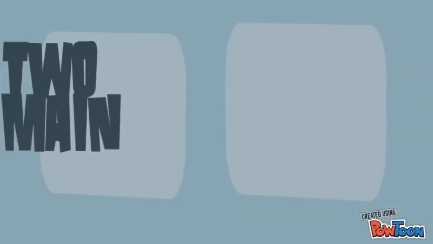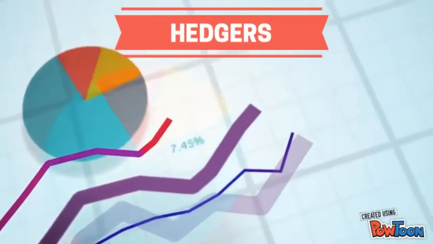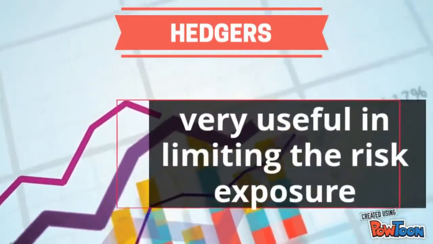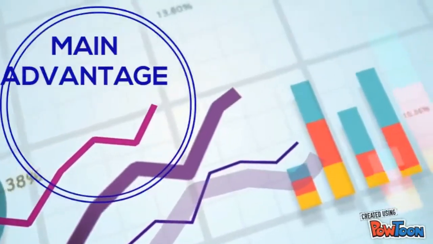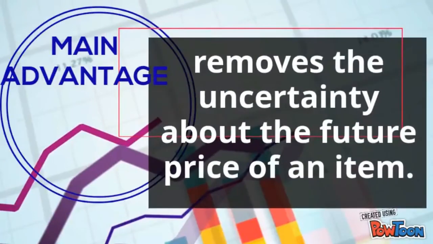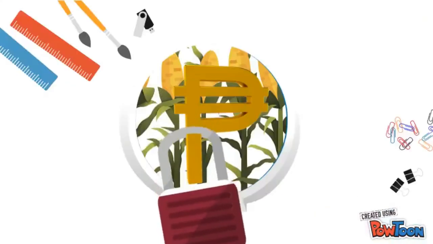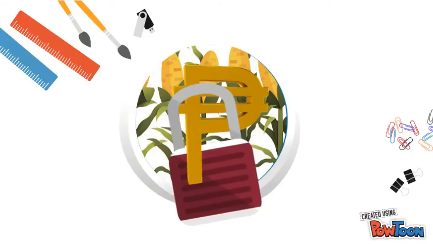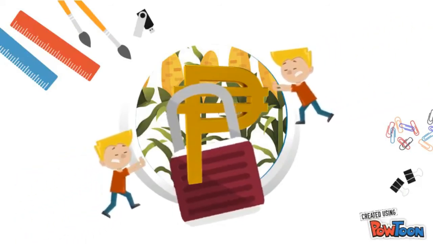Two main participants of futures market. Number 1, hedgers. Futures contracts can be very useful in limiting the risk exposure that an investor has in a trade. The main advantage of participating in a futures contract is that it removes the uncertainty about the future price of an item. By locking in a price for which you are able to buy or sell a particular item, companies are able to eliminate the ambiguity having to do with expected expenses and profits.